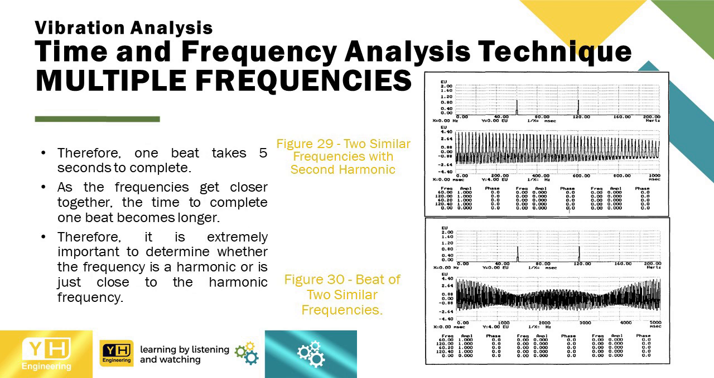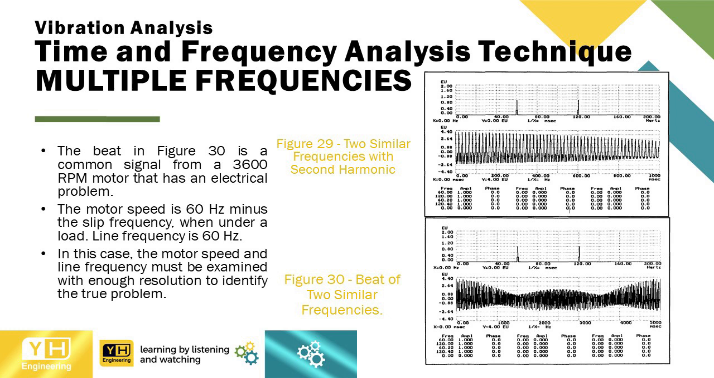As the frequencies get closer together, the time to complete one beat becomes longer. Therefore, it is extremely important to determine whether the frequency is a harmonic or is just close to the harmonic frequency. The beat in figure 30 is a common signal from a 3600 RPM motor that has an electrical problem.